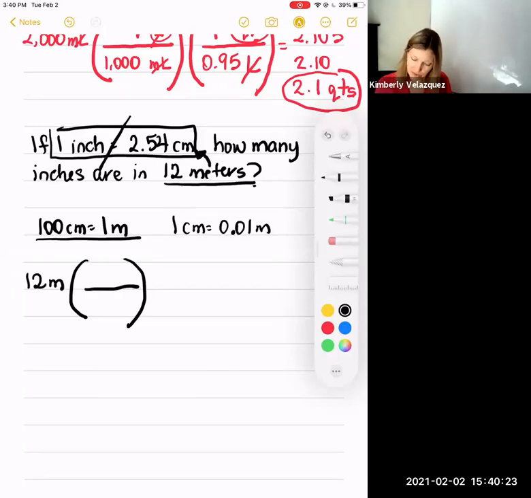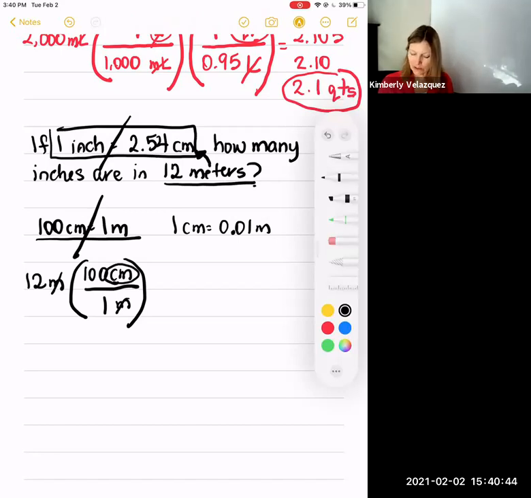I want my meters on the bottom. So this becomes my fraction. Which way do I flip it? Well, I want meters on bottom. So meters cancel out. Centimeters on top. So that means it's going to be 100 centimeters over 1 meter. Now I'm in centimeters. So now I can go centimeters to inches.